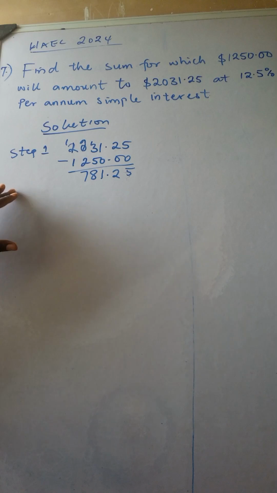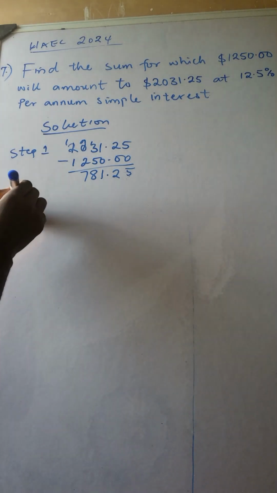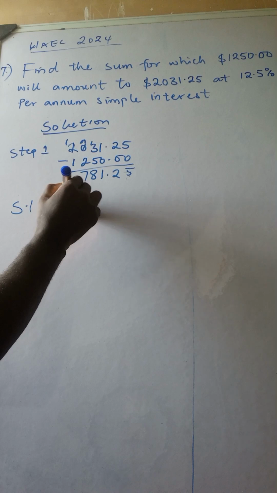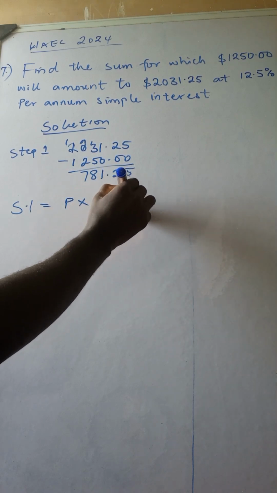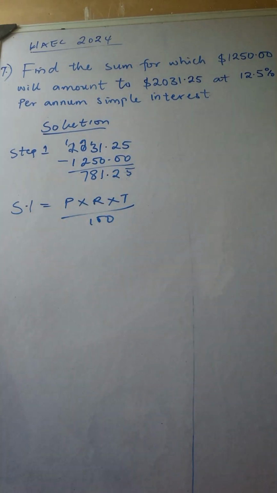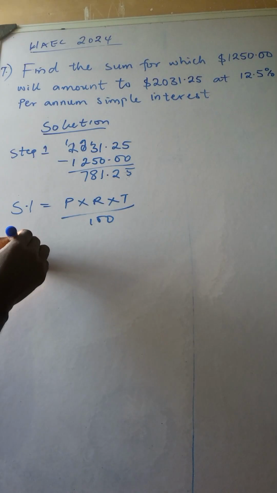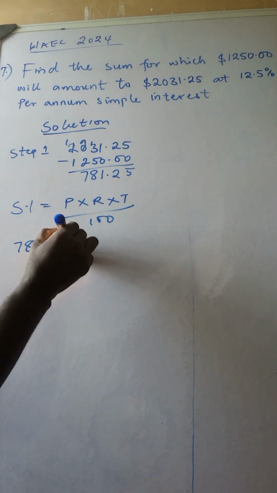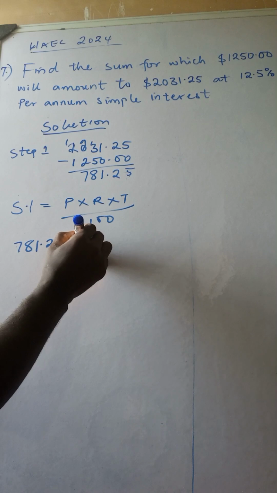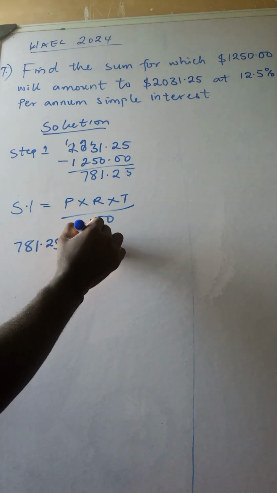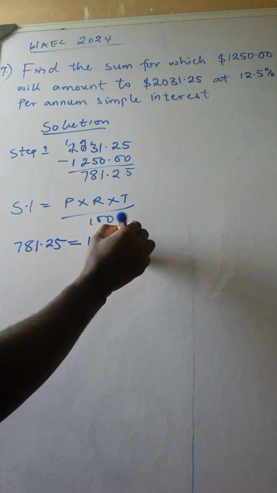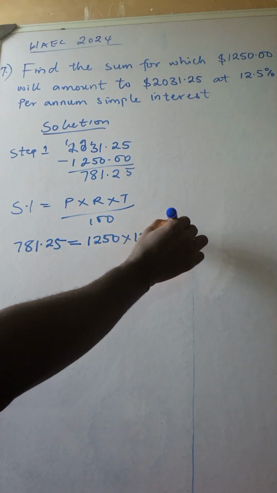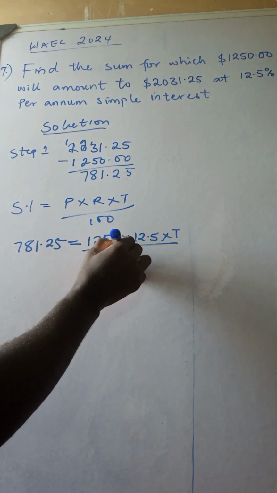So you can now employ the formula for simple interest, which is that simple interest is equal to P times R times T all over 100. So our simple interest is 781.25. Then is equal to, our principal is 1,250 times our rate is 12.5. Then our time is what we don't know, all over 100.